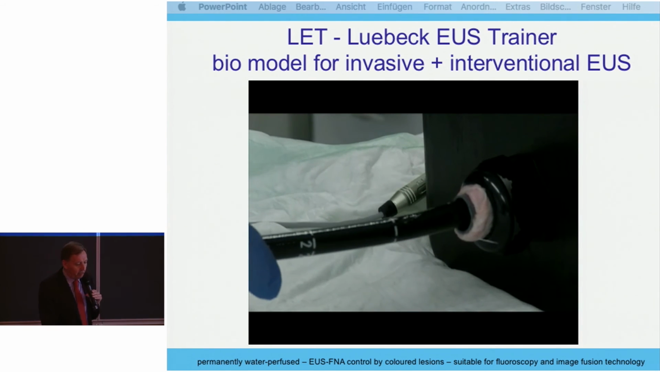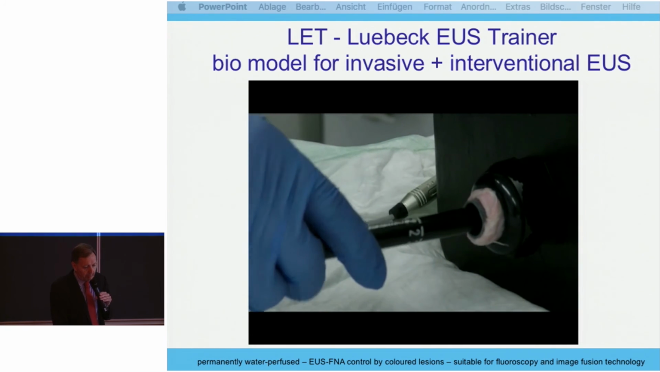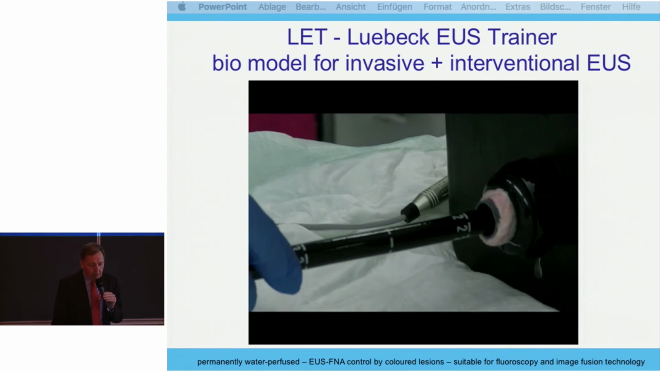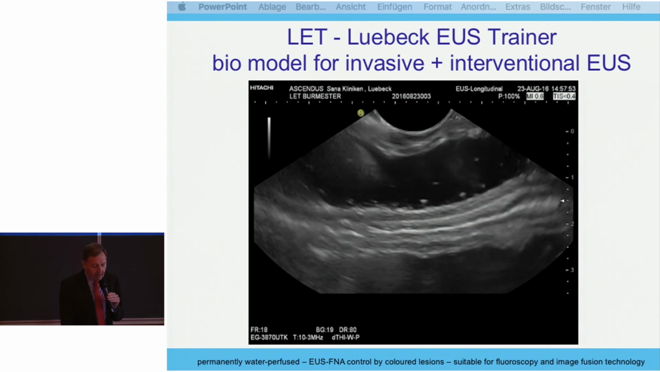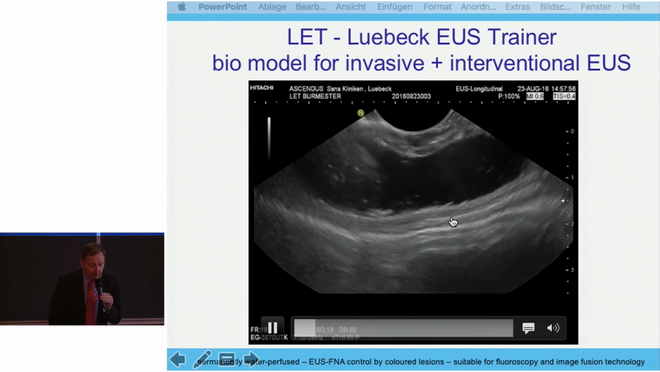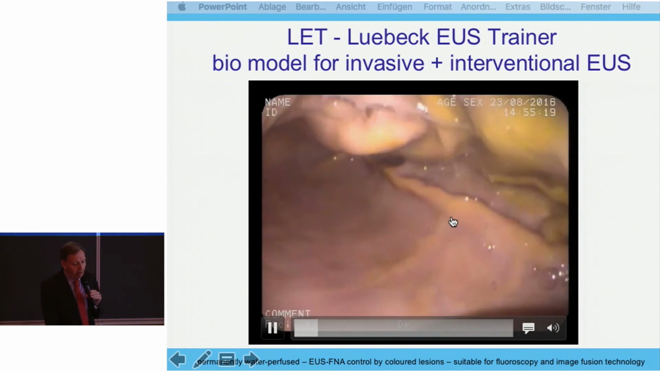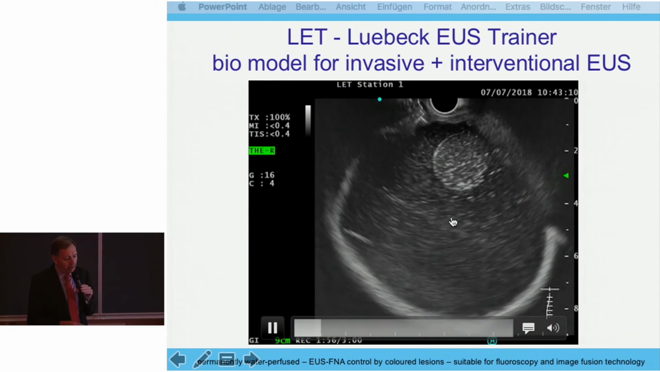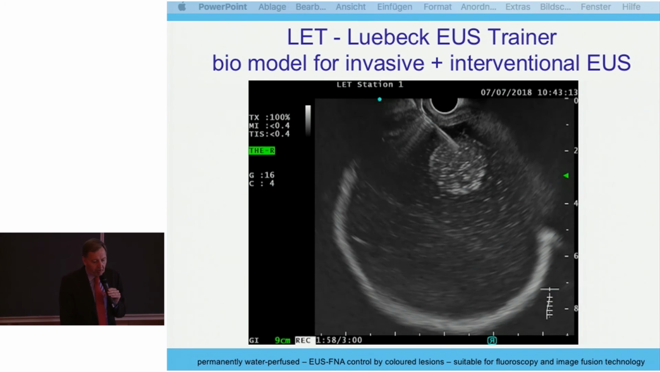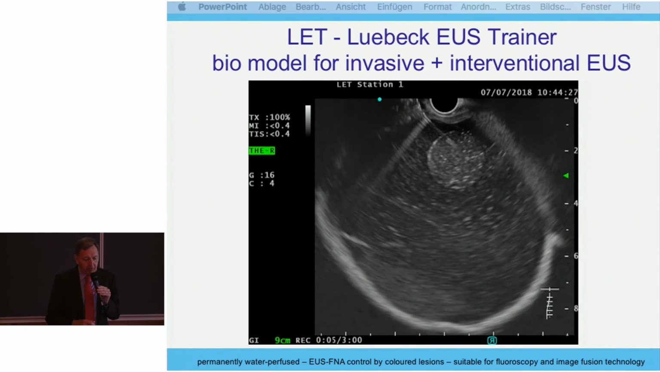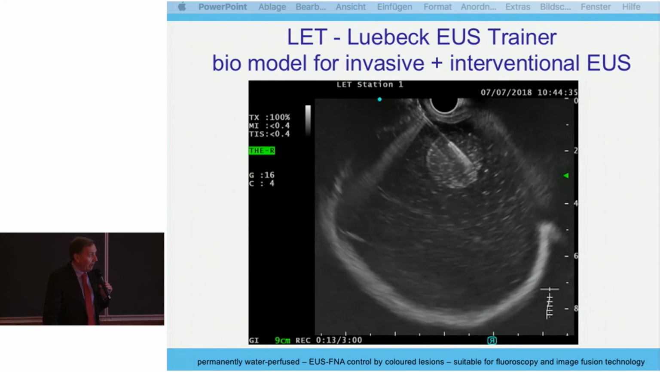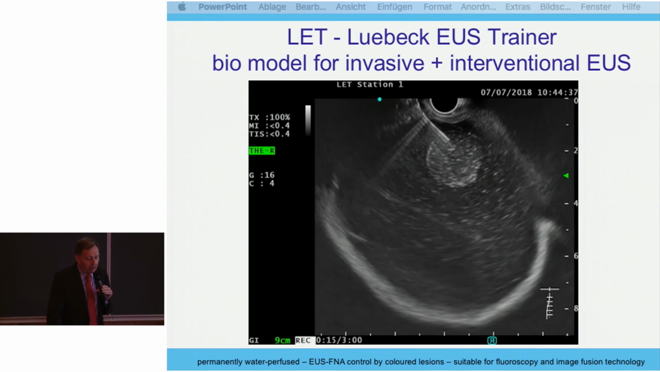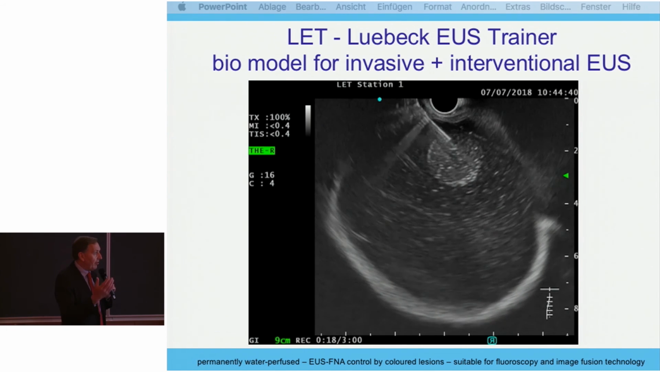So this is the access to the stomach, and you have a normal view within the lumen. This is the layer structure. You can see very well the normal layer structure, and you see the lumen. You can give air and demonstrate. This is a demonstration of a puncture of a solid part, the red one, a colored one, so you can easily monitor the needle within the lesion, and it looks like a liver lesion, for example, a hemangioma.